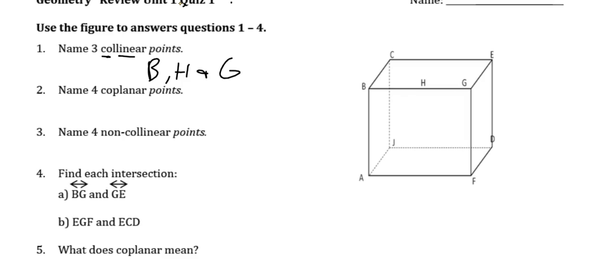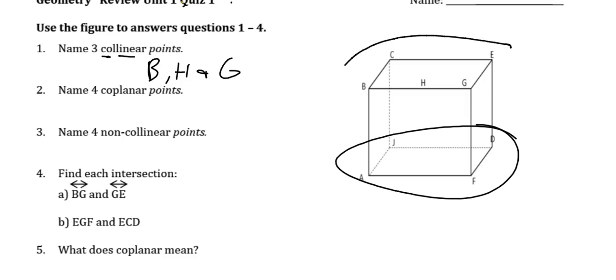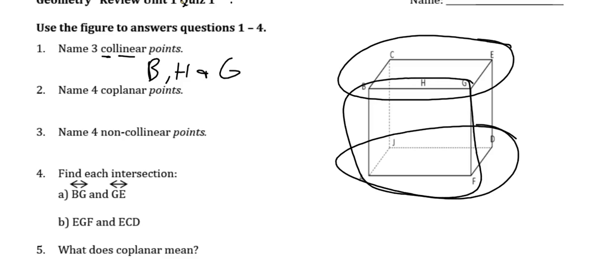Name 4 coplanar points. Well, at that point, you can pick pretty much any panel here. Think of this as the classroom. You know, you have the floor down here. That's one plane. So any 4 of those 4 letters work. The ceiling, any 4 of those 5 letters works. Okay? The front of the room, front wall. Okay? The back wall, C, E, D, J. The side walls, G, E, D, F. Or this side wall right here.